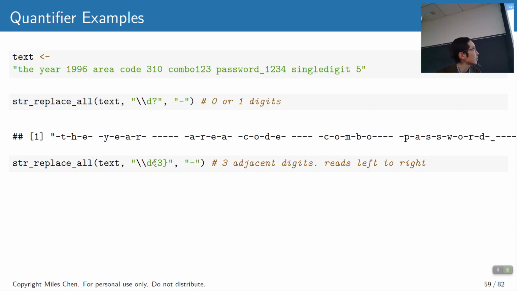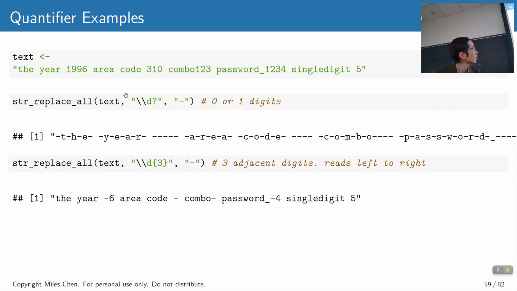Here this says replace exactly 3 adjacent digits, and it reads left to right. So it goes 199, that is 3 adjacent digits, and it replaces that with a dash. Then we have a 6 left over, and no more digits after that, so it leaves the 6. The 310 gets matched exactly. The 123 gets matched exactly. The 1234, again it reads left to right, so it matches the 123, replaces it with a dash, and leaves a 4 hanging over there.